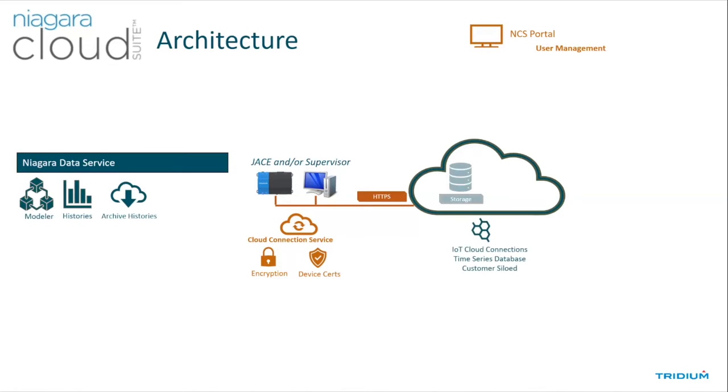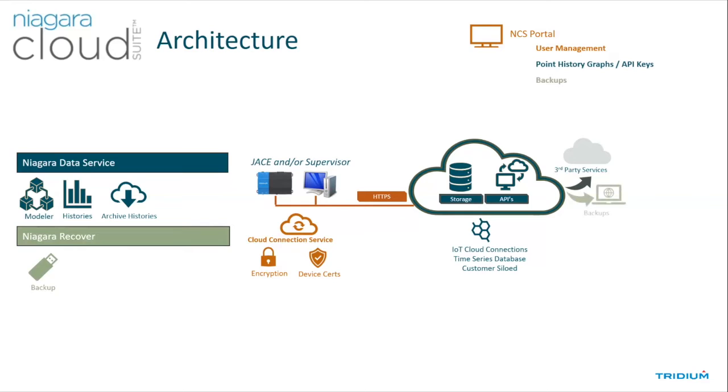As we go through there, this is going up, it's going to our storage, our cloud storage, your cloud connections. This will take you out to your third-party connections if you're doing it via API, right? Or MQTT or JSON, whatever method you're using to get outbound. And this is also where we're going to get our Niagara Recover connection, right?